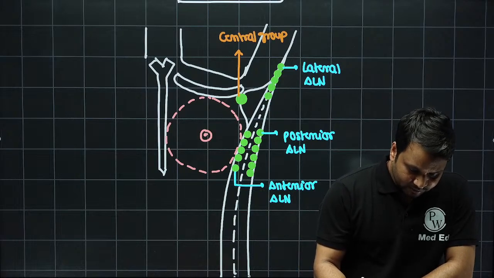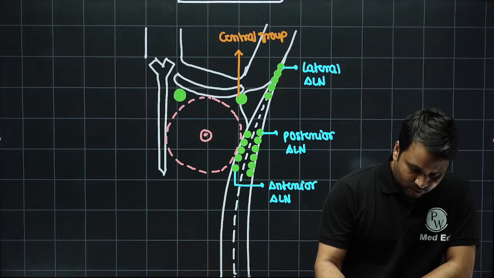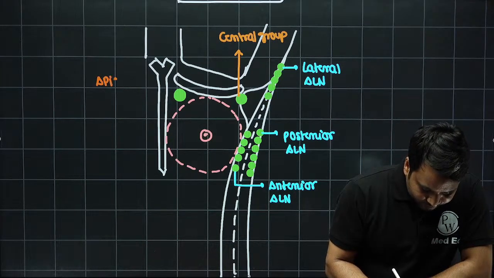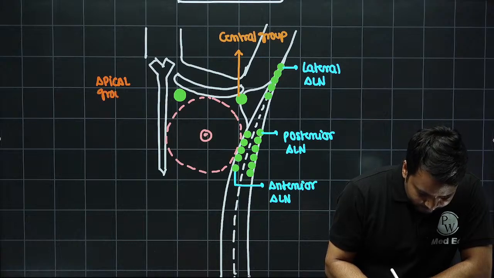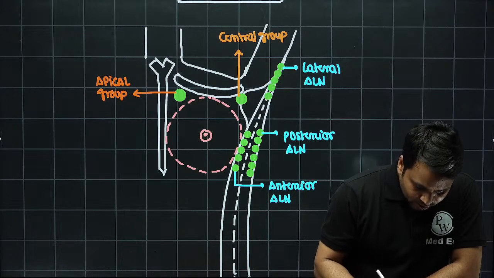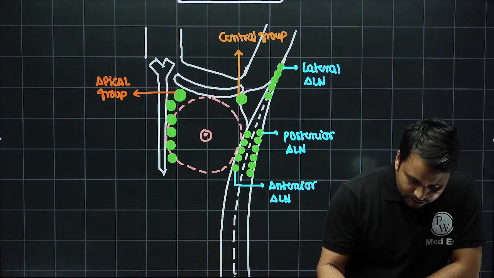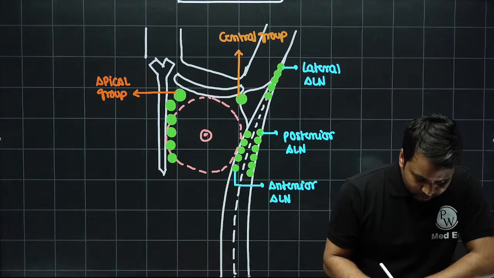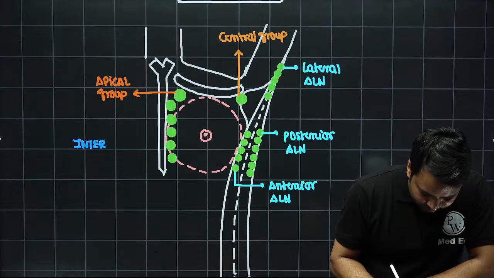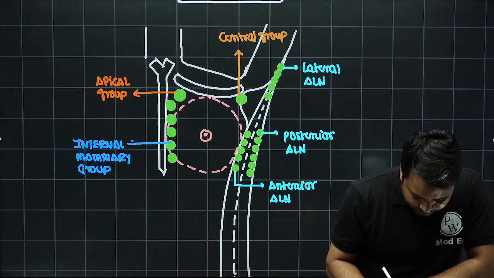The one that is present under the clavicle on the medial aspect, this is what we call the apical group of lymph nodes. The lymph nodes which are present along the lateral border of the sternum, these are what we call the internal mammary group of lymph nodes. This is your internal mammary group of lymph nodes.